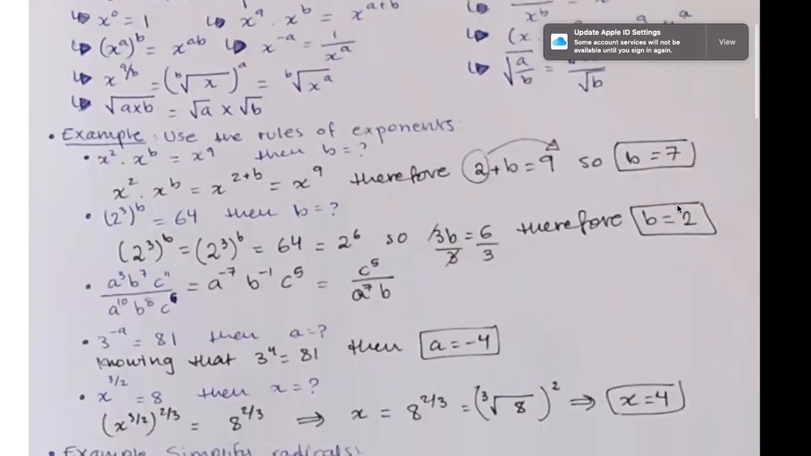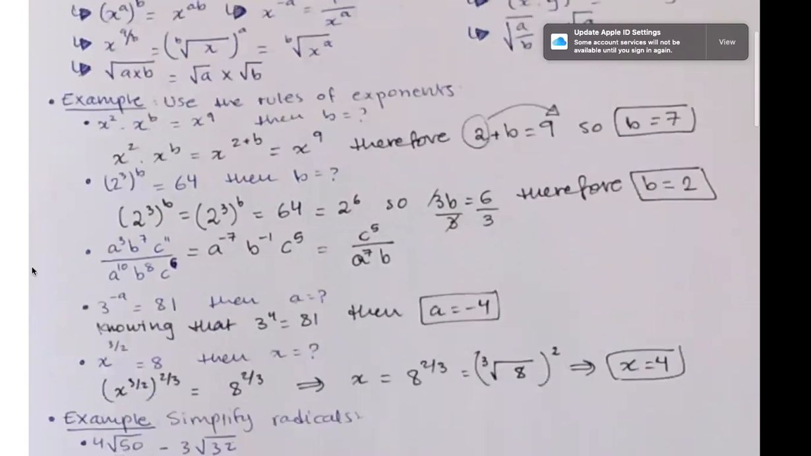Please stop me if you have any questions or you want me to repeat anything. The second one says that we have 2 to the power of 3, the whole thing to the power of b, equals 64. Again, we need to find b. We know that 64 we can write as 2 to the power of 3 to the power of something.